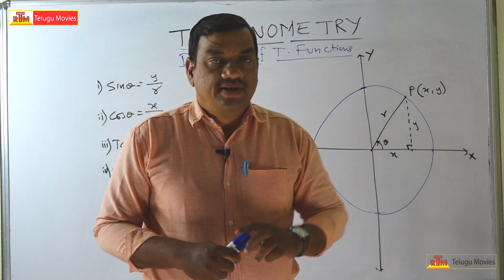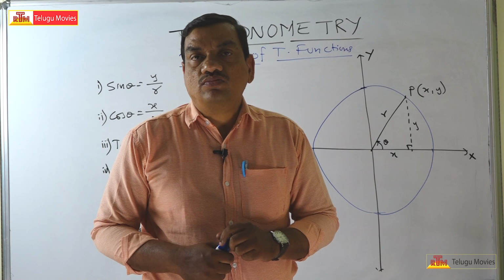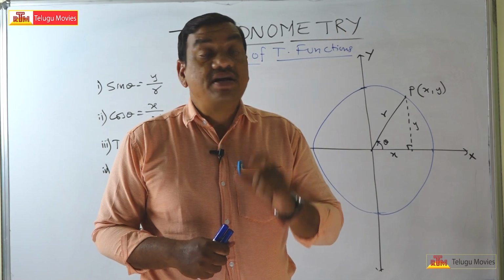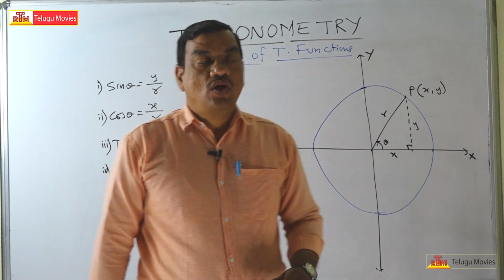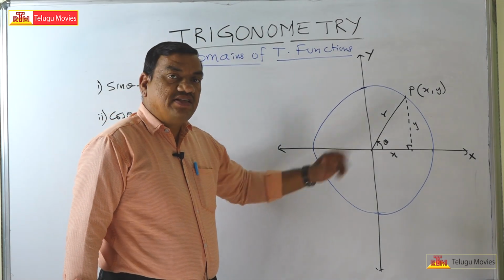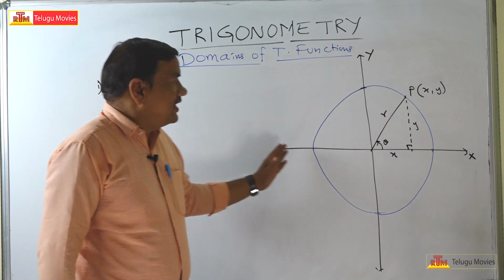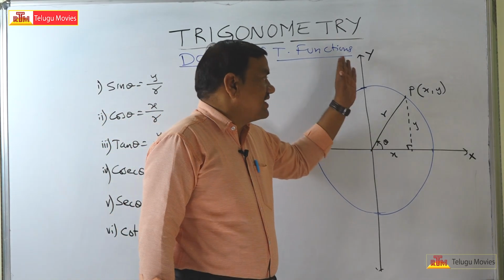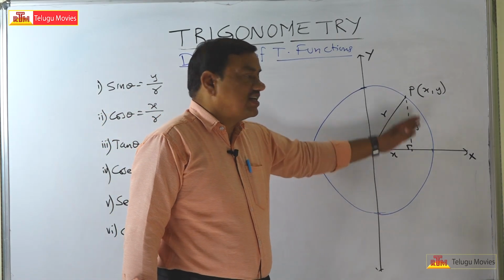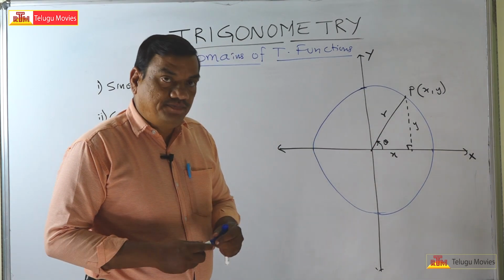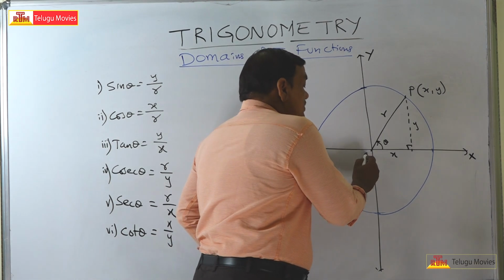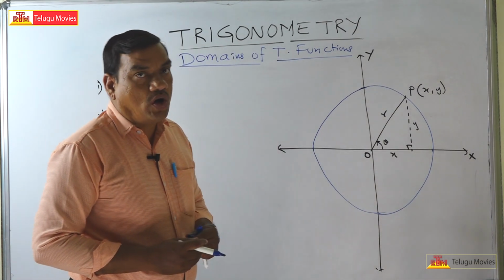In yesterday's class, I explained the fundamental definition of trigonometric functions. So once again, I am revising the definition. Let us take a two-dimensional system, x-axis, y-axis. Let us just take a circle of radius r. Let us say that the center of the circle coincides with the origin.